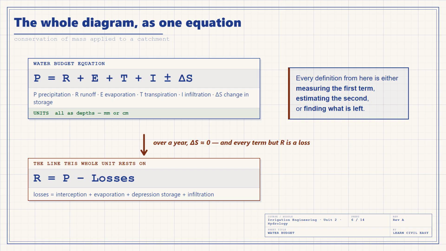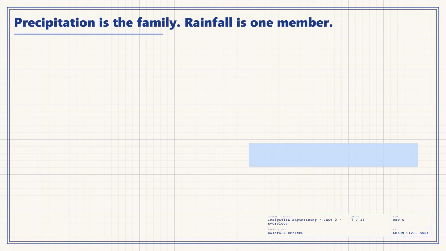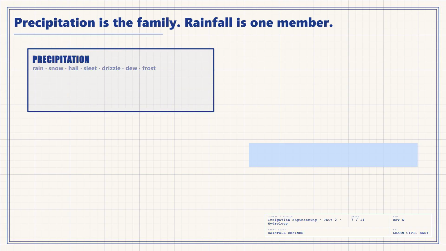Write that down because that single line is the whole of this unit. Every definition we meet from here is either measuring the first term, estimating the second, or finding what is left over. Two words that get used as if they were the same and are not.